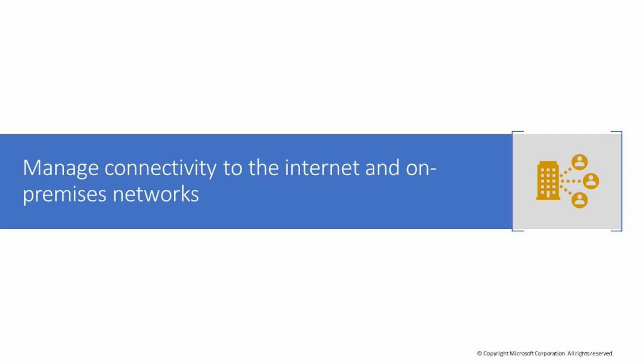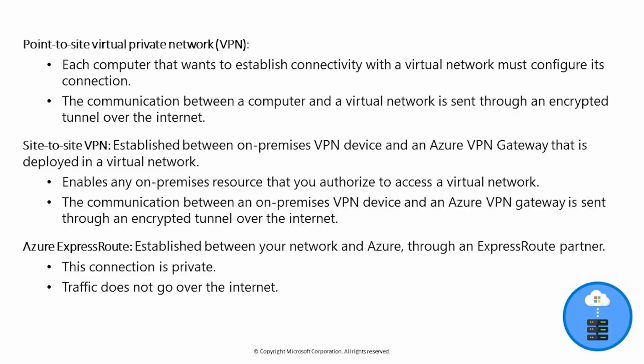And that workload distribution also requires the structure to be created in which you can go ahead and maintain and manage the security as well. So from the connectivity aspect, what I just talked about, point to site, site to site, ExpressRoute. ExpressRoute is purely private, and the traffic does not go over the internet.